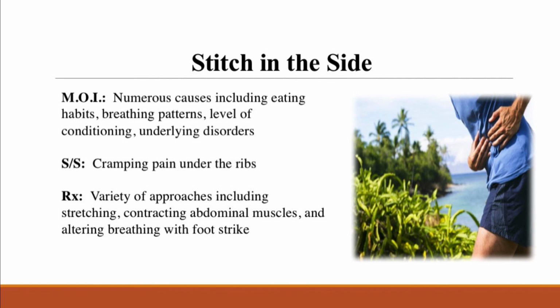To treat, the following methods can be employed. First, have the athlete stretch the affected arm as high as possible. Second, have the athlete flex at the waist and contract the abdominal muscles. And third, alternate walking with exhaling on each step. So if the athlete experiences pain on the right rib cage, he should exhale when stepping on the left foot. If a chronic stitch in the side occurs, evaluation by a physician is warranted.